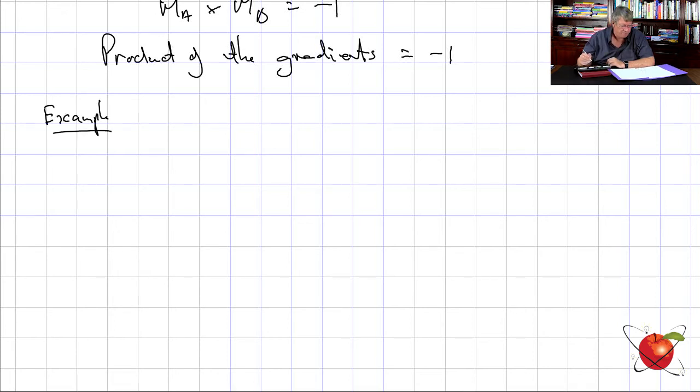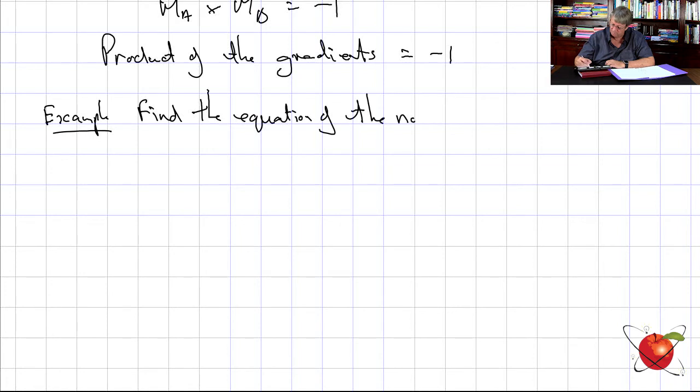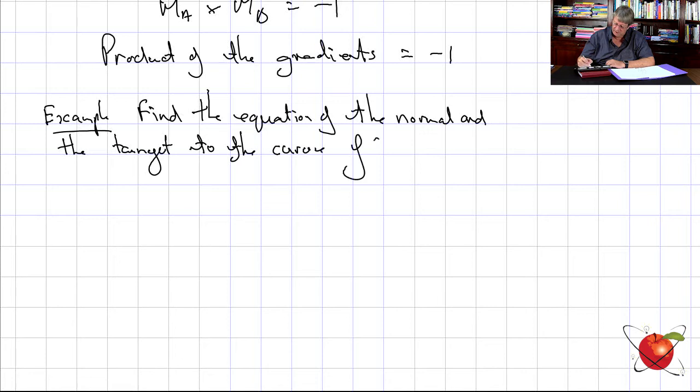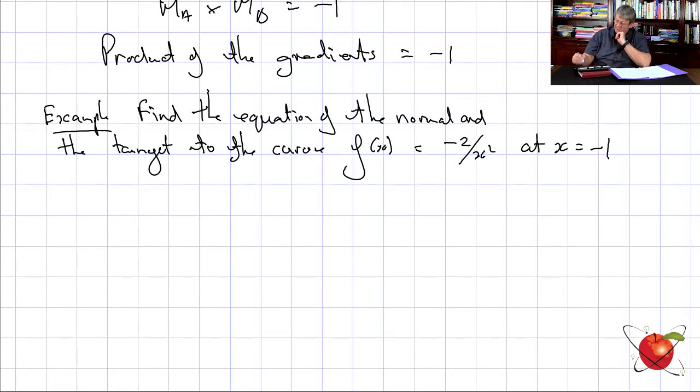Find the equation of the normal and the tangent to the curve f of x equal to minus 2 over x squared, at x equals minus 1. Here they've told us that.